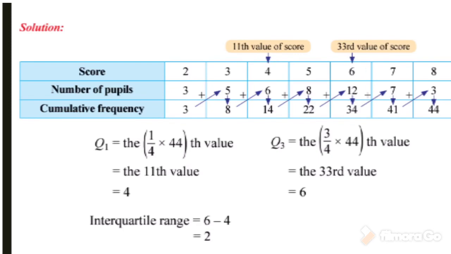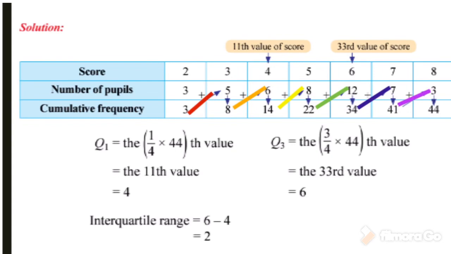Let's study the cumulative frequency table. To form the cumulative frequency table, you start with frequency 3. 3 plus 5 you get 8. 8 plus 6 you get 14. 14 plus 8, 22. 22 plus 12 is 34. 34 plus 7 is 41. And finally, 41 plus 3 is 44.